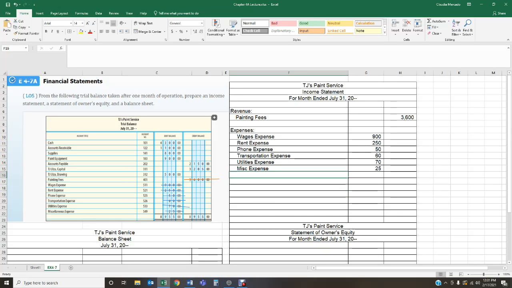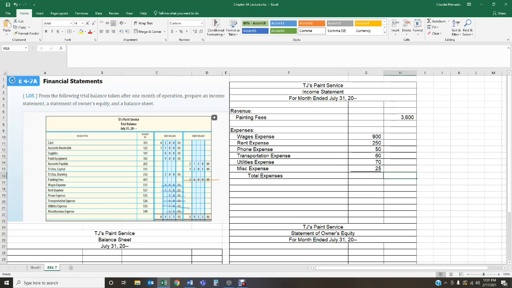Now I'm going to get my total expenses. I want to get the total for this. So my total is going to be the sum of all of these. I'm going to add all of these together. That gives me $1,355. So I made revenues of $3,600. I had total expenses of $1,355. Now I can calculate my net income or loss.